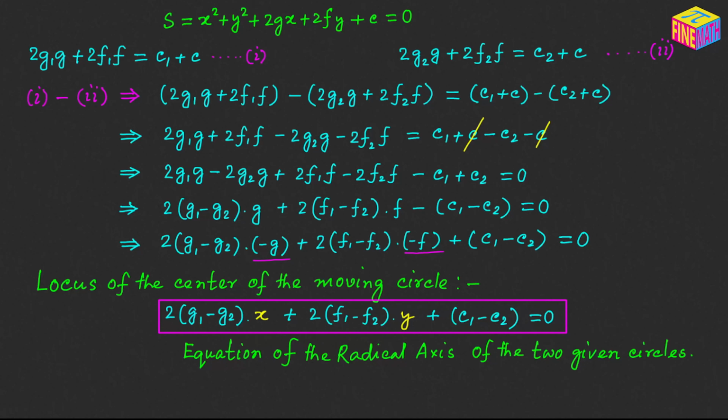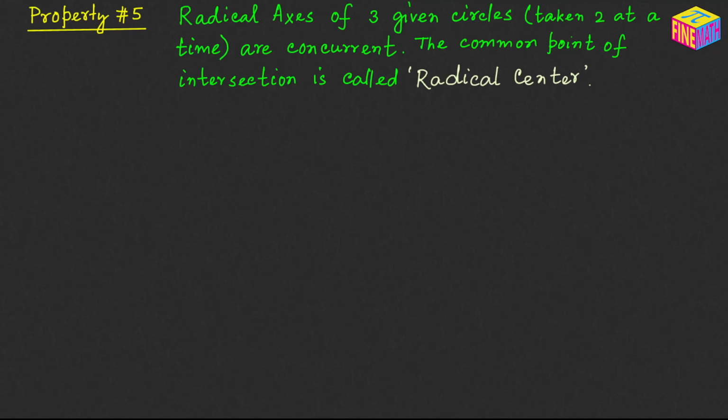Next, we are going to see property number 5. Property number 5 says radical axes of three given circles when taken two at a time are concurrent. That means the three radical axes will have a common point of intersection, and that common point of intersection is called the radical center. Let's try to understand this with the help of a diagram.